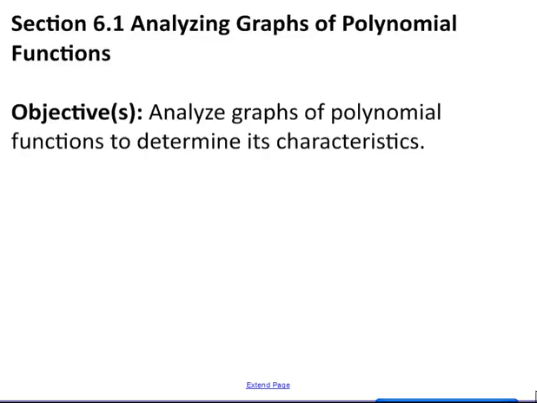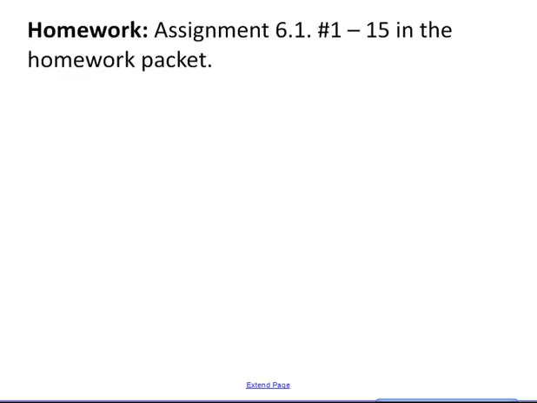This is section 6.1. We are going to be graphing polynomial functions. The homework is 1 through 15.